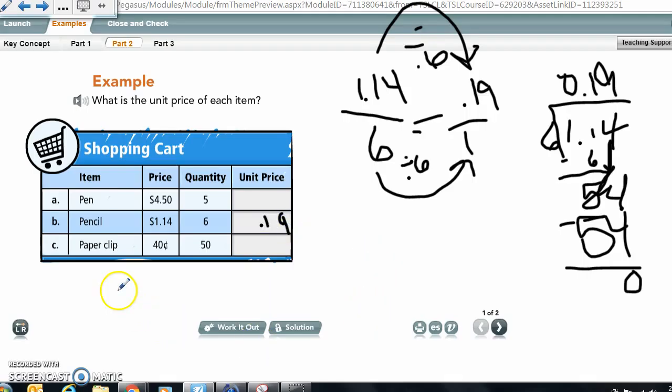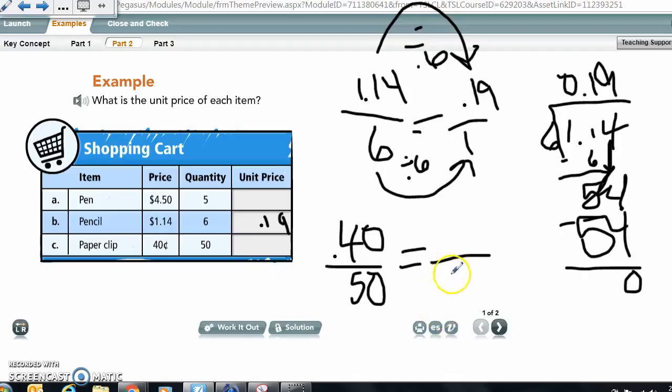Okay, let's go ahead and do the paper clip. Now be careful with this one. What is the difference between these two prices? Obviously, $1.14 is more expensive than 40 cents, but how am I going to write 40 cents? Because if I just put 40 here, 40 for 50, this means $40. So how can I show that this is 40 cents? Okay, remember, show it is 40 cents by adding the decimal before it. Again, if you don't add that decimal, it's going to stand for $40.